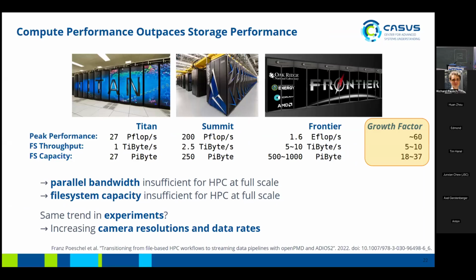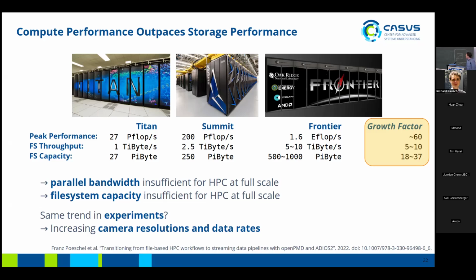If we look at the recent big compute systems, for example, these are the ones at Oak Ridge, from Titan to Frontier, you see that the I/O performance as well as the compute performance both are growing, but they are growing at different rates. So there's a gap, and that gap is widening.